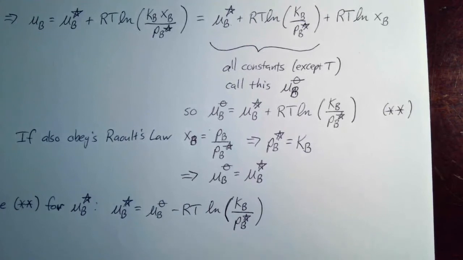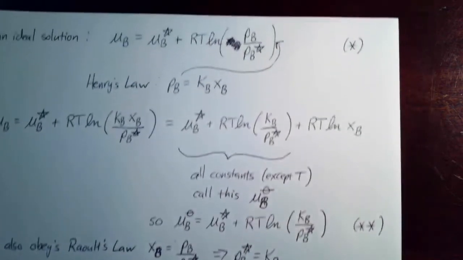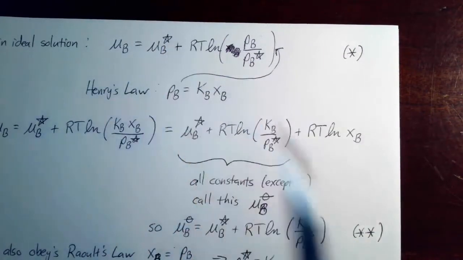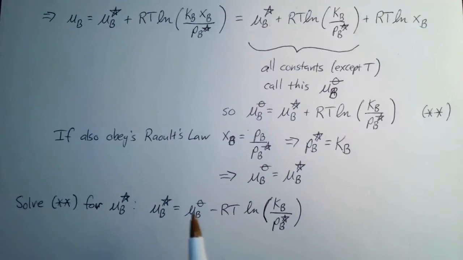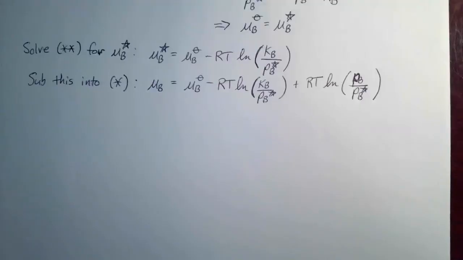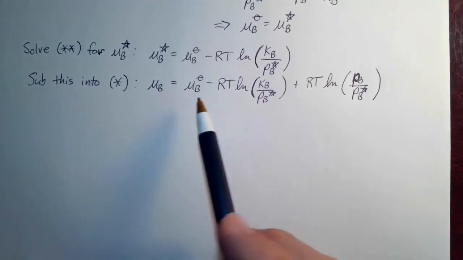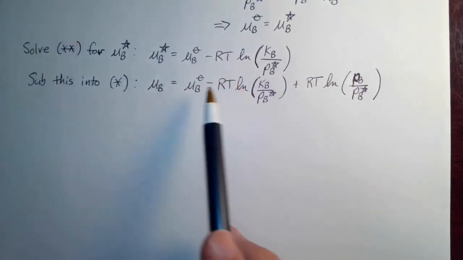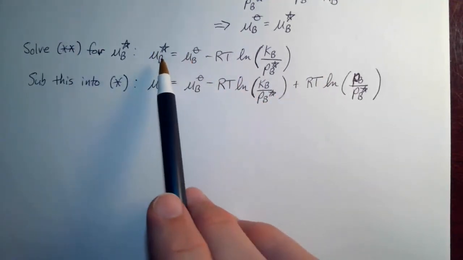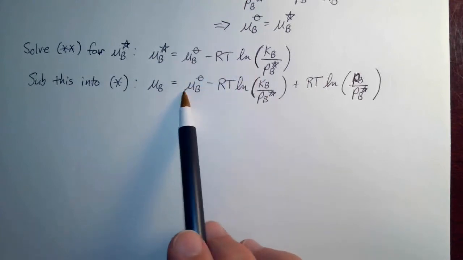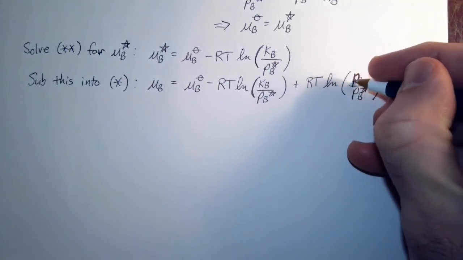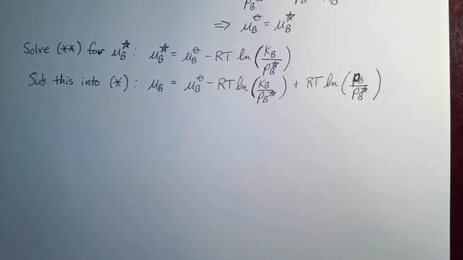And now I'm going to substitute this into star for mu B star here. So this is going to go up there into the equation that I called star. Okay, and I get this. So this right here used to be mu B star up in the top equation, and I used this to substitute for it. So this is mu B star plus RT ln the ratio of the partial pressures in mixture and pure.